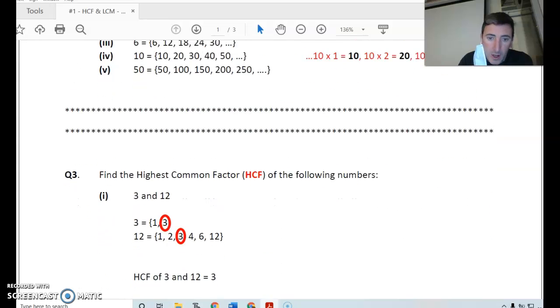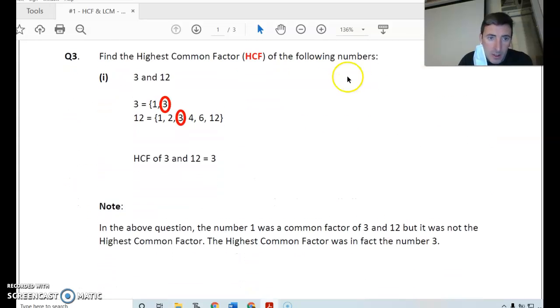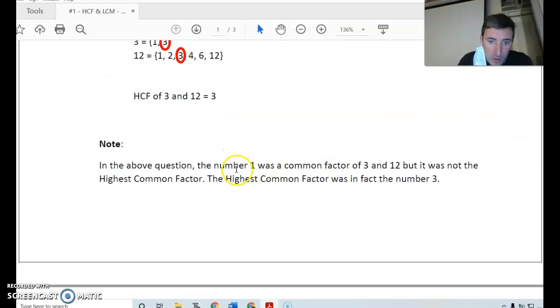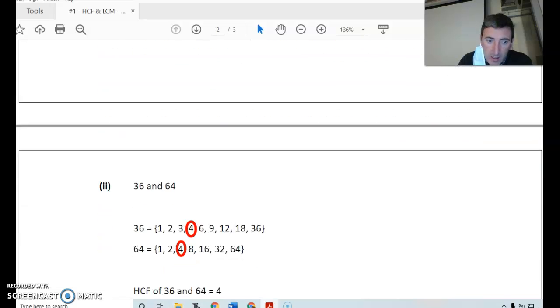Highest common factor of the following numbers. This is pretty straightforward, the easy way. So 3 and 12: write out the factors of 3, which are 1 and 3, it's a prime number, and the factors of 12, a lot in this one: 1, 2, 3, 4, 6, and 12. And the highest, so 1 is a common factor, but the highest common factor between 3 and 12 is 3. In the above question, 1 was a common factor, but 3 is the highest one.